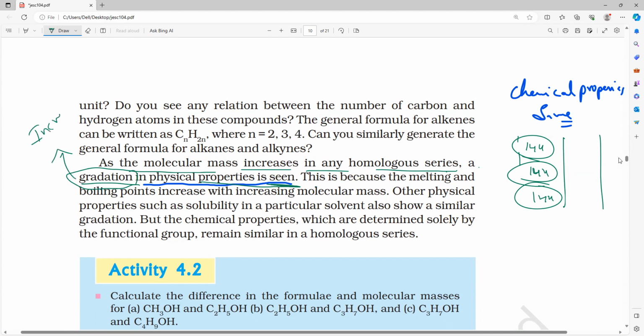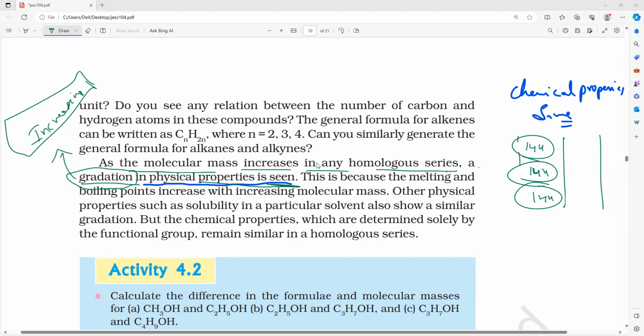What do you mean by gradation? Yes, please. What is the meaning of gradation? Increasing. Okay. Unless you read this paragraph, nobody can answer that question, which was asked three years before in the board exam. You understand what I'm saying, everybody?